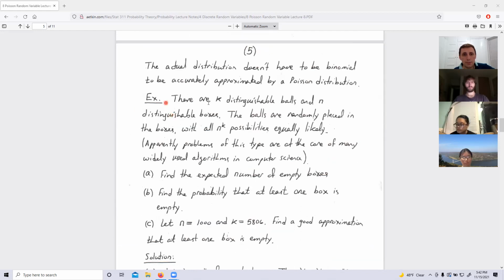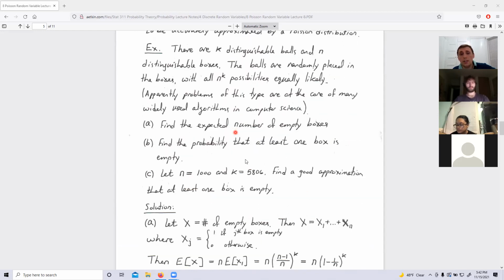All right, so we did this example here as well. That's where we had n distinguishable boxes and k distinguishable balls, and we placed each ball, equally likely to be in any of the boxes. Then we calculated the approximation to the probability that at least one box is empty. So if we have, let's say, 1,000 boxes and 5,806 balls, we decided we could figure out an approximation for the probability that at least one box is empty.